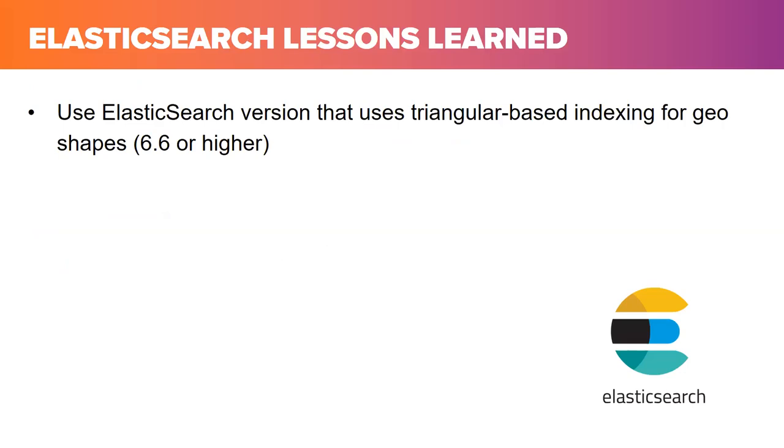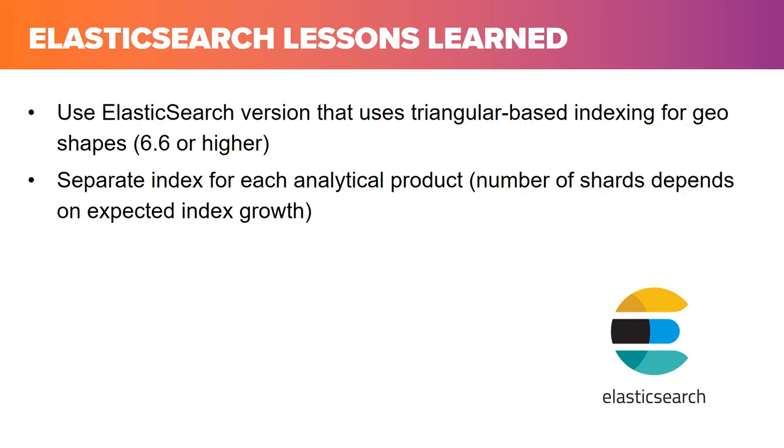Also, I would like to mention several Elasticsearch lessons that we learned. First, use version 6.6 or higher, which introduced a new approach to index geoshapes that can dramatically reduce the size of Elasticsearch indices. Create one index for each analytical product and choose a required number of shards for each of them individually, depending on the expected size, because some analytical products may be much larger than others.